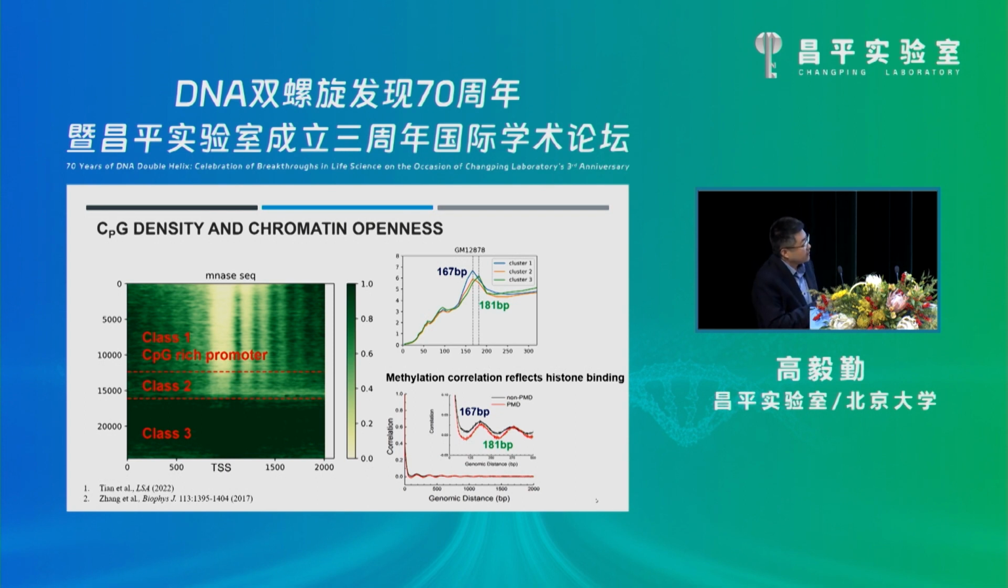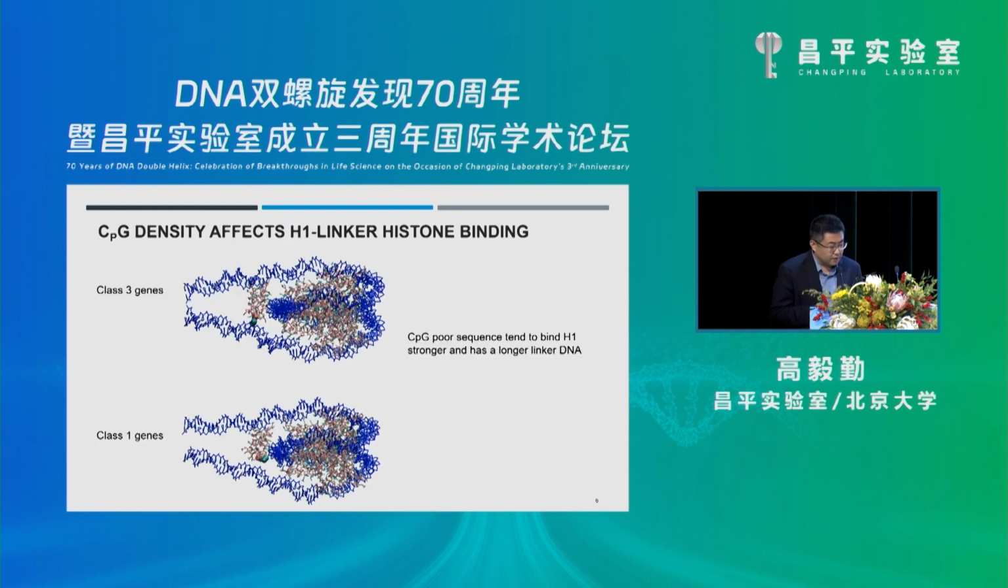But for the class 3 genes, which are normally silent, the periodicity is about 181. So that's longer; the distance between two nucleosomes in terms of DNA length is larger. Because we know that methylation is somehow related to nucleosome positioning, we also take the methylation and do the same analysis. And we find exactly that for the class 1 genes, it shows a methylation peak periodicity of 167, and class 3 is 181. So these two data agree with each other.